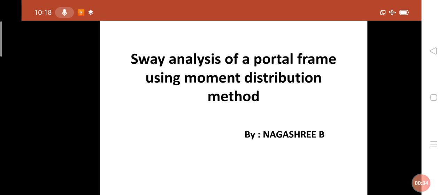So, the procedure for analysis of a frame using the moment distribution method depends on the type of frame being analyzed. Frames are always categorized as sway or non-sway frames, based on the displacements. The procedure for analysis of non-sway frames is similar to that of continuous beams, but in the analysis of sway frames the procedure is different, and there are two stages involved, namely the non-sway stage and the sway stage.